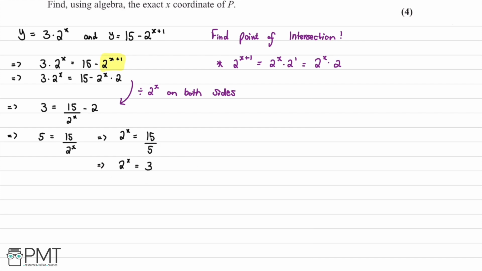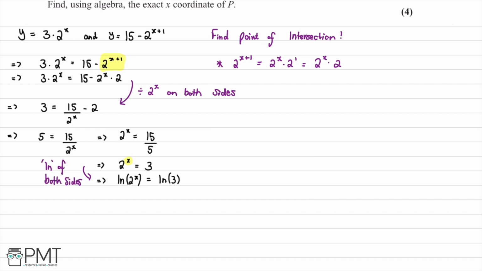This is a good stage. So we have our x term here, and we need to think, what can we do to isolate this x term on its own? We need to effectively get rid of this 2 and bring the x term down. So if we take the ln of both sides, we'll have ln of 2 to the power of x equal to ln of 3. We'll annotate in here that to go from here to here, we took the ln of both sides.